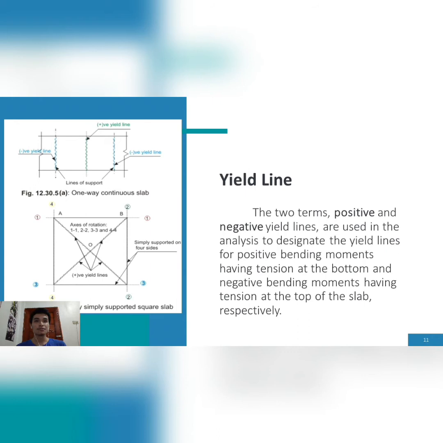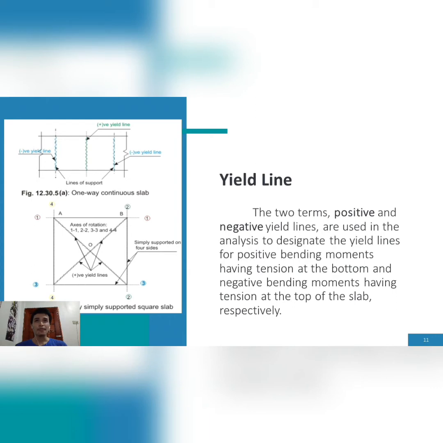Yield line. The two terms positive and negative yield lines are used in the analysis to designate the yield lines for positive bending moments having tension at the bottom and negative bending moments having tension at the top of the slab respectively. So dito, pinapakita sa image na nahati yung slab natin ng yield lines. So sa axis naman, nakapaikot siya. Base sa pangalawang figure, ang axis of rotation niya ay nasa line 1-1, 2-2, 3-3, at 4-4, kung saan nakalagay yung mga support niya.